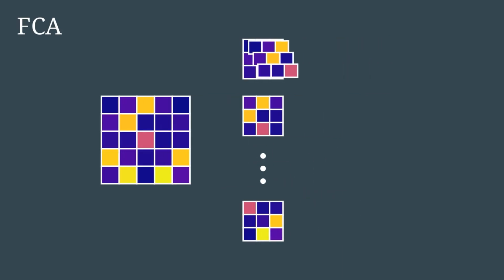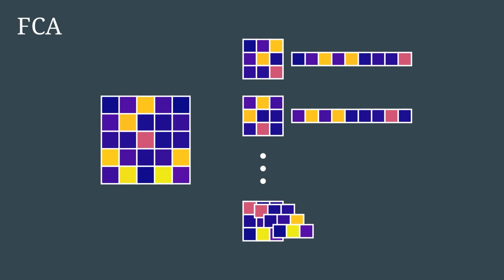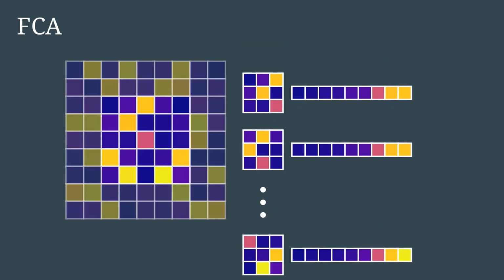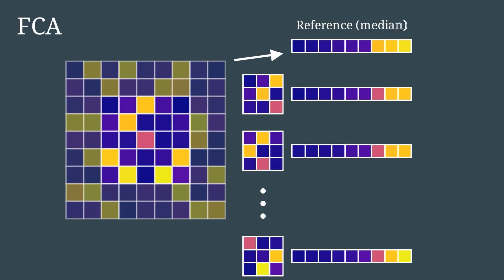Next, the features inside each patch are viewed as a distribution. We flatten the patches and sort the values, essentially obtaining a cumulative distribution function. The distribution of each patch is then compared to a global reference. In our case, this is computed as the optimal reference, which minimizes the overall anomaly score across the entire image.